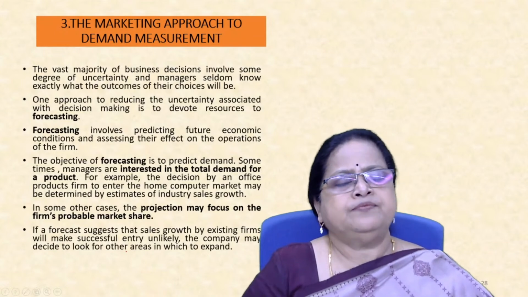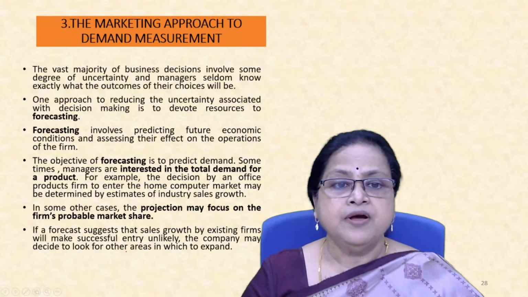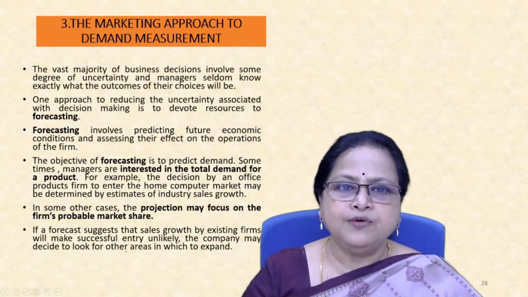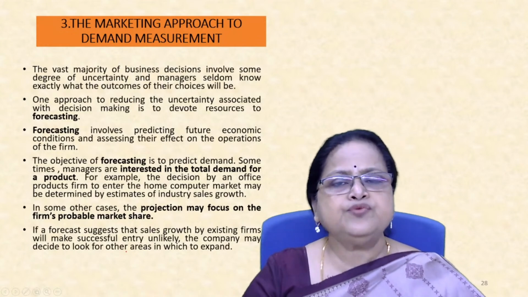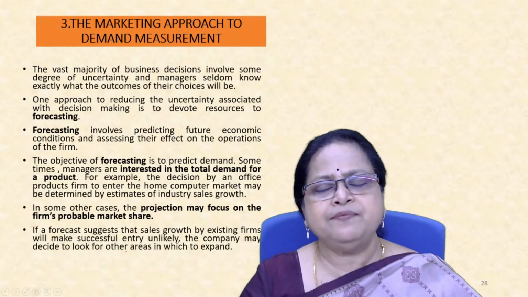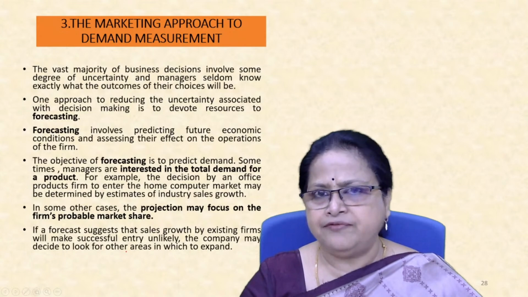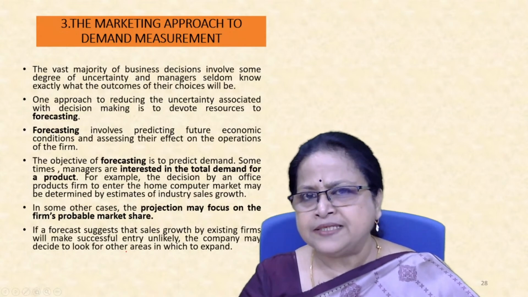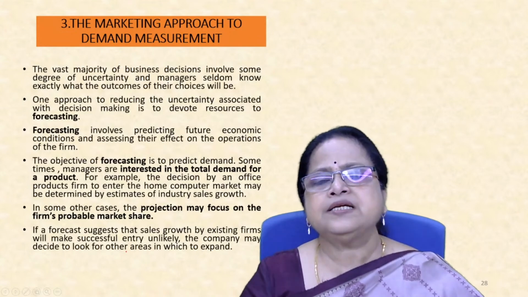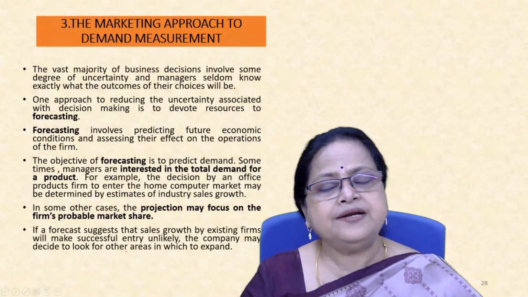So here, the major thing is that the vast majority of business decisions involve some degree of uncertainty or risk, and managers seldom know exactly what the outcomes of their choices will be, because we don't know what is there in the future. A firm or a businessman will just produce depending on his gut feeling, or maybe on the past data, what has happened. He cannot predict the future. For that, it is actually involving a lot of uncertainty and risk.